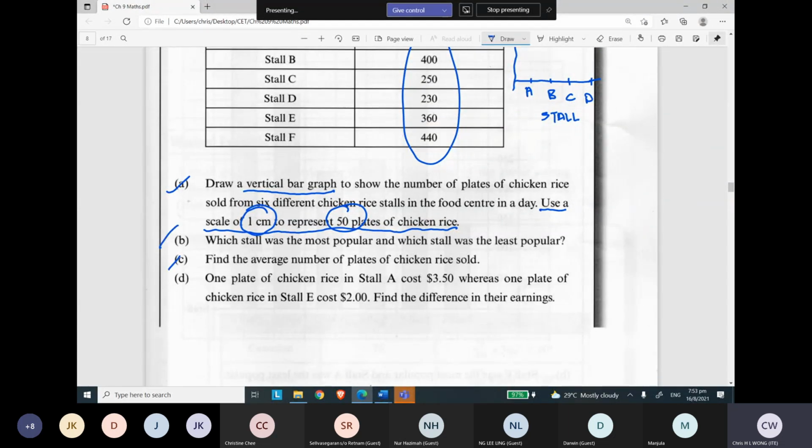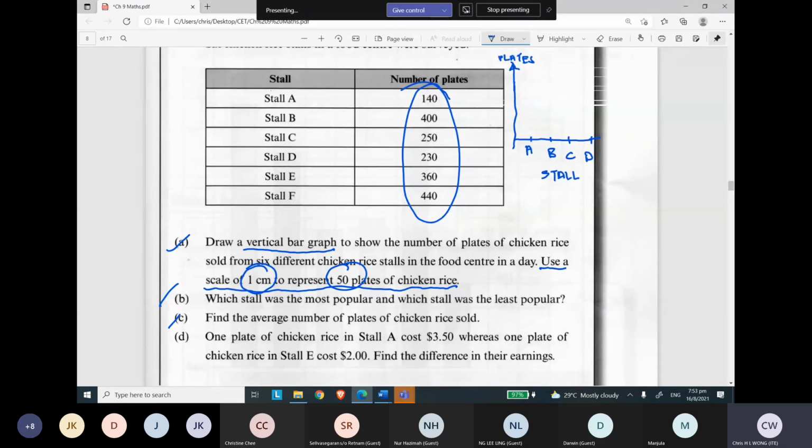Find the average number of players. So how do you find the average? All you need to do is add the total, all this plus this, add them all together, then divide by how many?